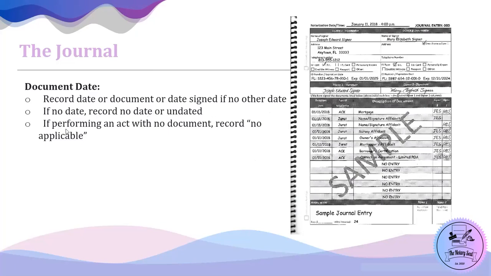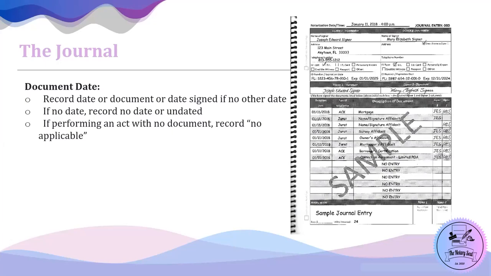I won't go through all this because a lot of it is what I've already talked about. So recording the date, and then this also talks about if you're performing an act with no document. Just put in not applicable for the document name. So like we talked about, when you're doing a jurat and there's not an actual document, you would just put the date, jurat, and then for description of document, you put no document or not applicable. And then, like I said, you utilize your notes. Fill out that notes section and state what was going on and why you didn't have a document.